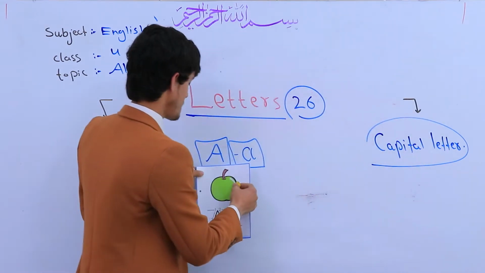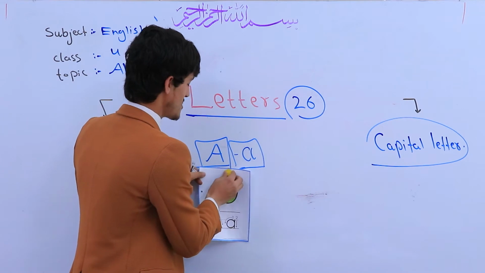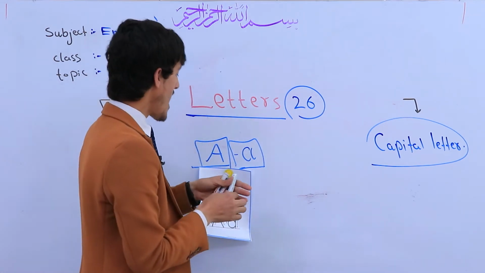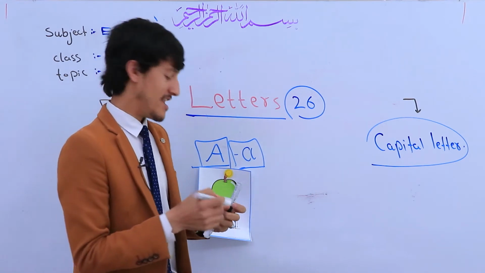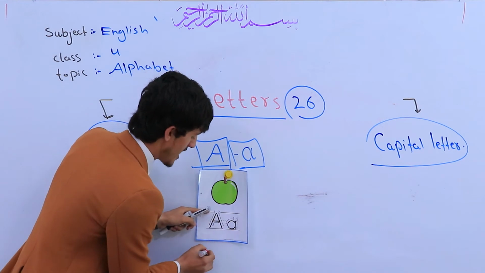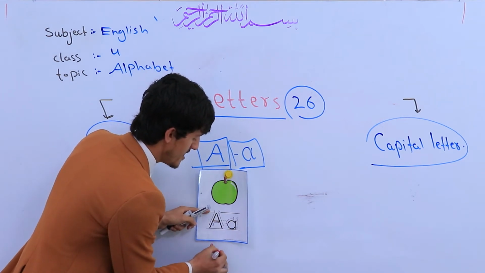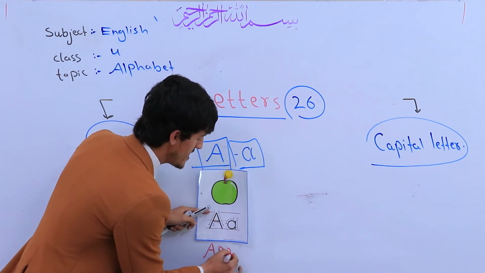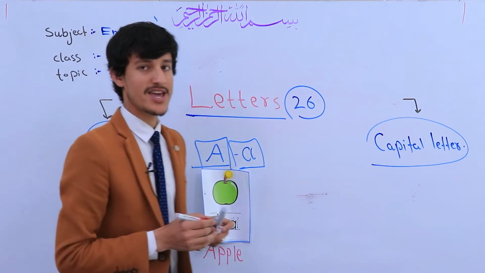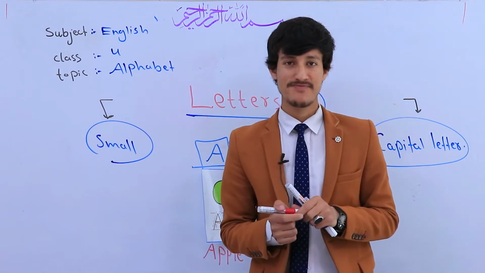Excellent. This is apple. You got it? This is apple. Now, how do we write apple? Let me write apple for you. We write apple like A, P, P, L, E. This is apple.